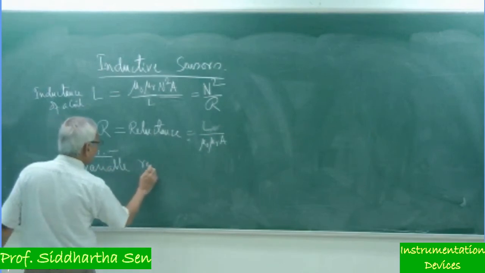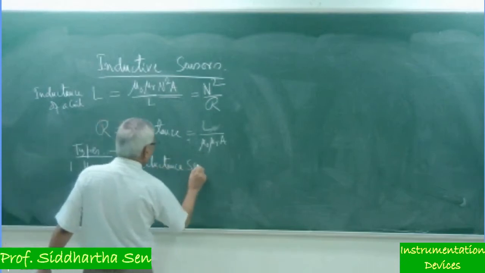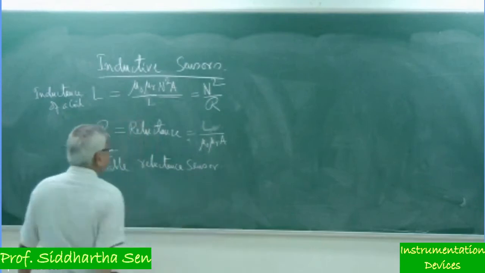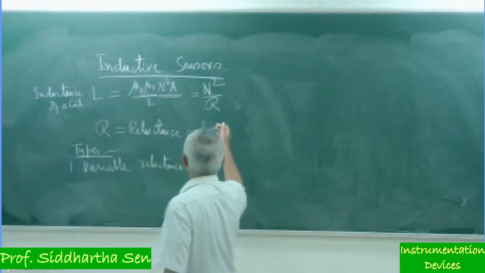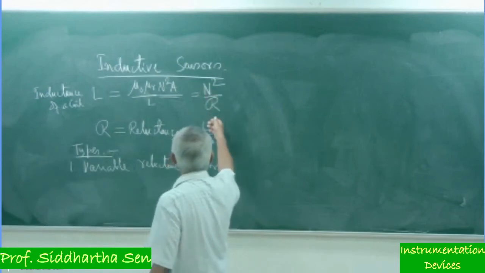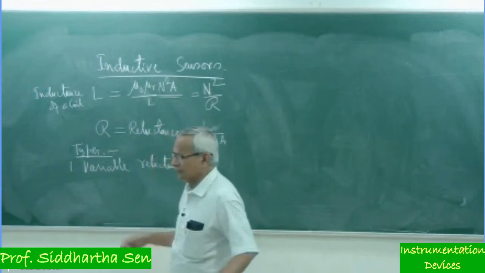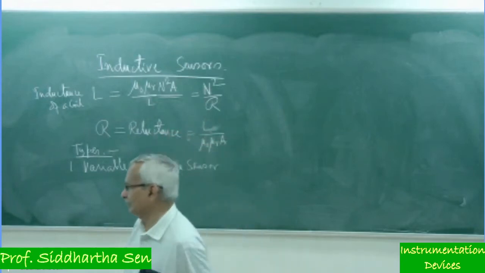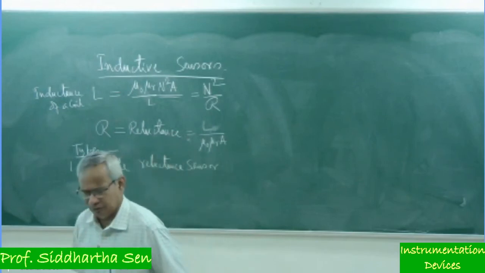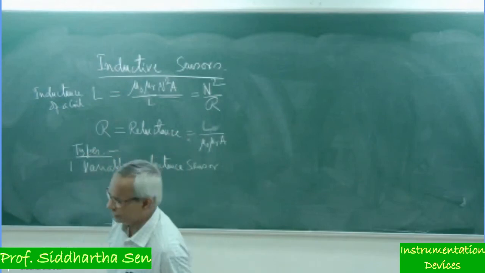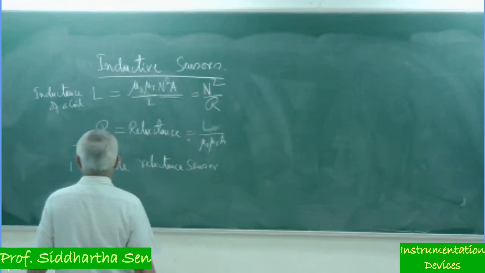The first is the variable reluctance sensor. So you can see that the reluctance changes by effectively changing the length or area, or by introducing some air gap in it. All these things we have studied in the first year in magnetic circuit problems. We will recapitulate this once again. That is called the variable reluctance type sensor.